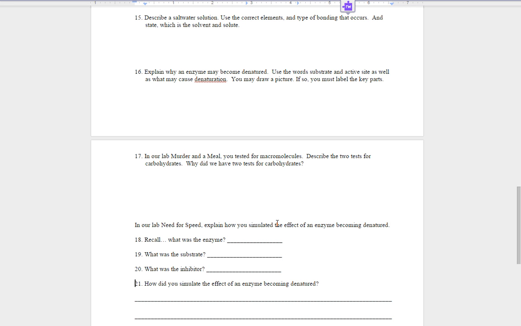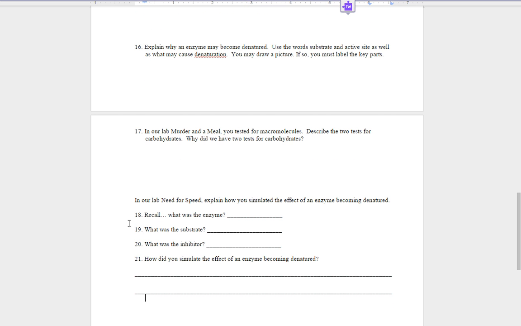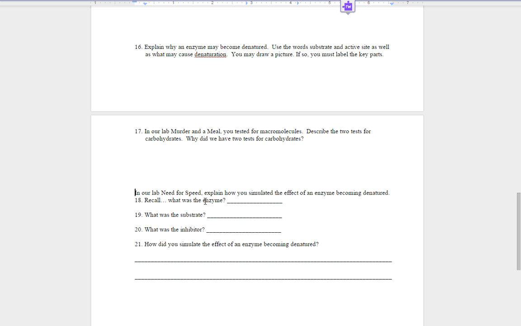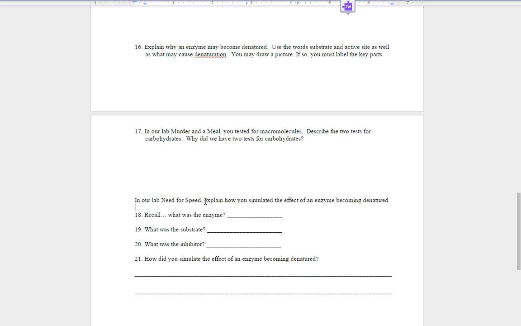Okay? So in our lab, Need for Speed, explain how you simulated the effect of an enzyme becoming denatured. All right, remember what was the enzyme, what was the substrate, what was the inhibitor, and how did you simulate the effect? Okay, put it all together for 21.